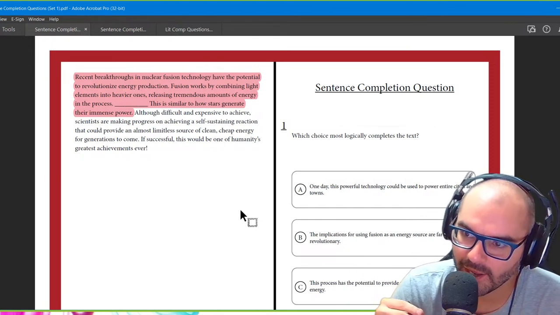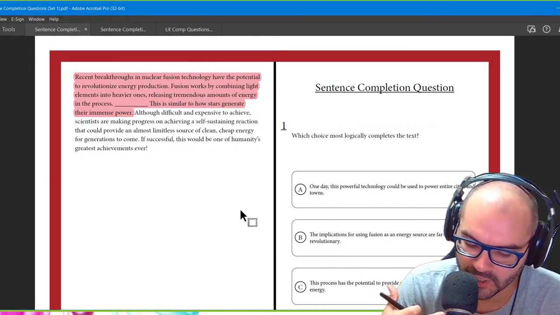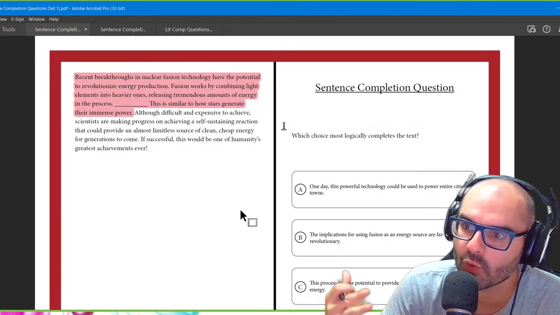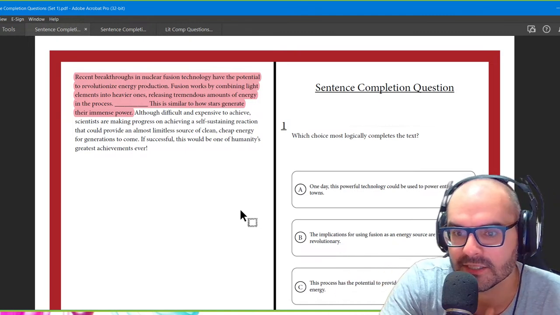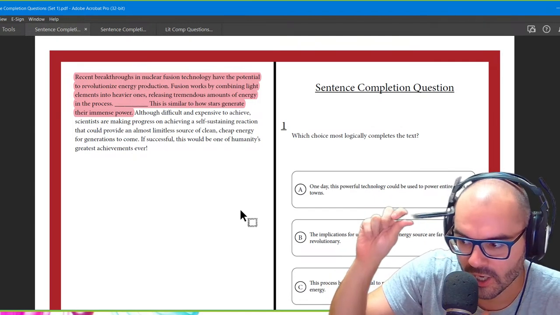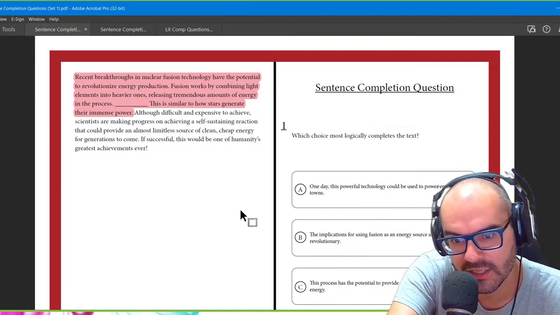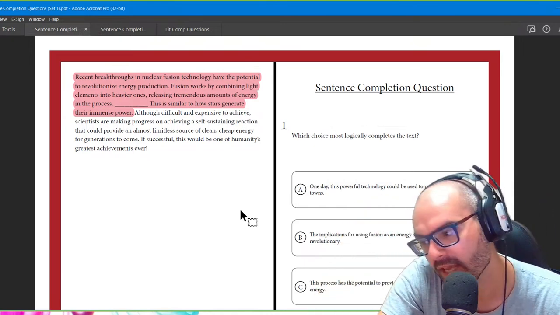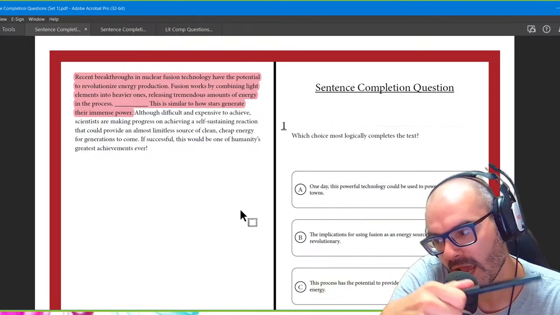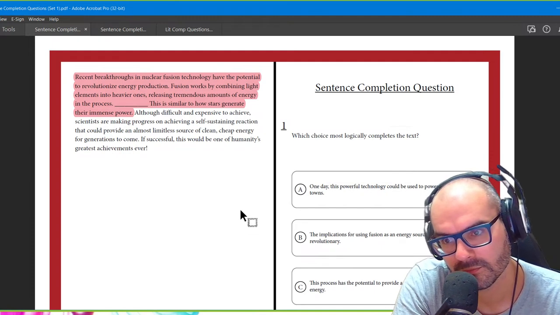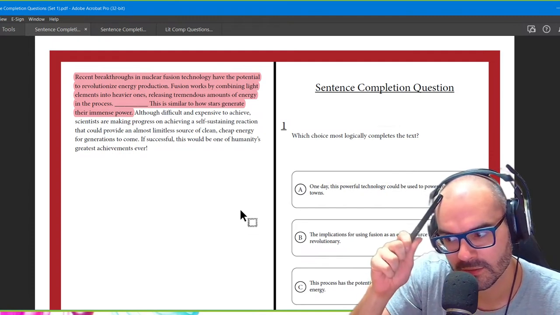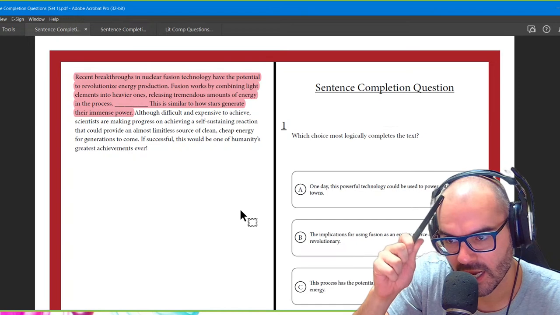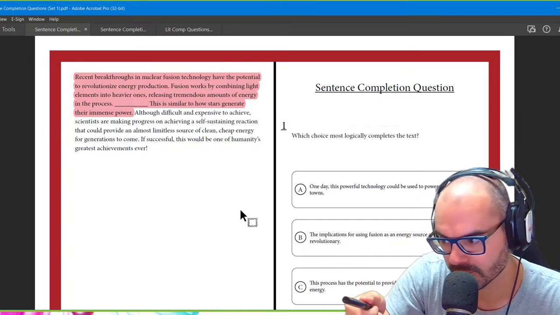And so that's part of why I'm trying to show everybody these strategies for what to do with each kind of question. So when I see sentence completion, I need to go, okay, what kind of question do I have? Most logically completes the text. Okay, I'm dealing with a sentence completion. I need to look at the blank. I need to read the sentence before and the sentence after. That's my mental process. That's the strategy. And so, that's with sentence completion.